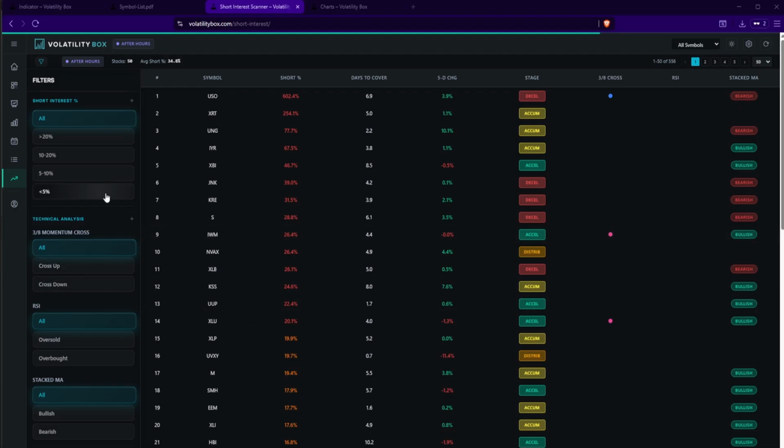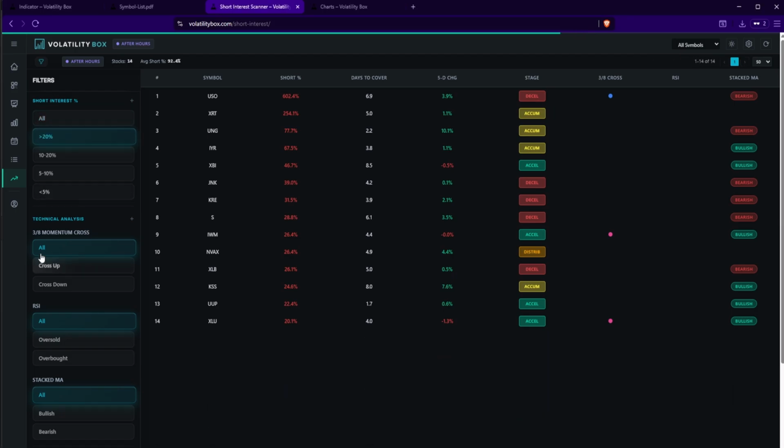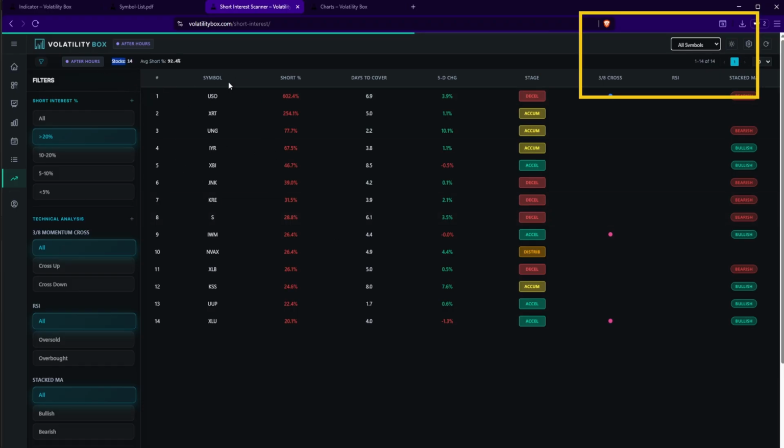How do you find that? Well, you can look for high short interest by using this filter right here, and now I'm going to focus on just greater than 20%. That automatically takes us down to a much smaller list of just 14 symbols. Now you'll notice ETFs for the most part, and then you'll notice one or two stocks. So we don't really actually need to dig too much deeper here.